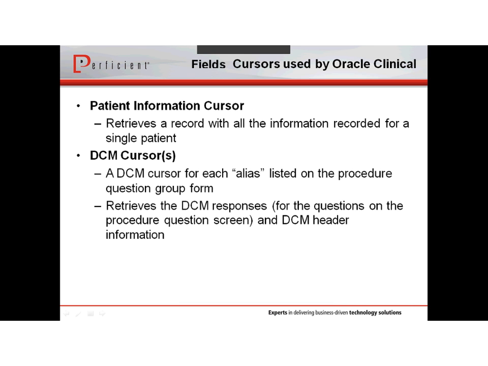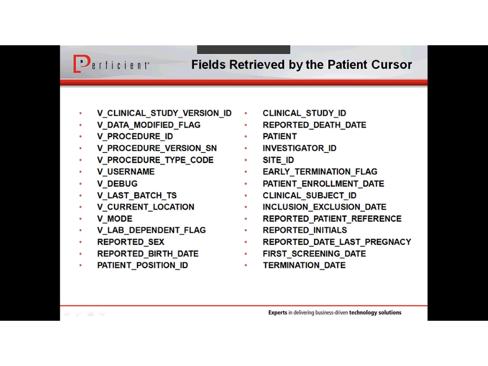These are the fields retrieved by the patient cursor. These are mostly fields from the patient positions table, if you're familiar with that, such as reported sex, reported birth date, patient position ID, all these fields, and also these other cursor fields, which are variables: the clinical study version ID, whether the data has been modified, what the procedure ID is. These are internal variables that are stored in many of the Oracle Clinical tables as key fields that you may need to be able to retrieve other information from the database that's not normally retrieved by the normal DCM cursors.